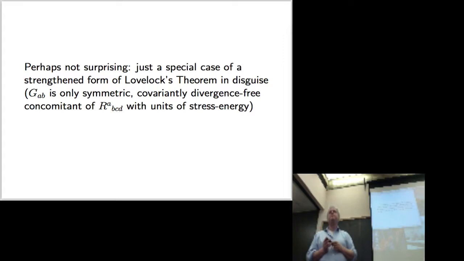Now, if one works through the details of Padmanabhan's arguments somewhat carefully, and really dwells on what exactly it is he's shown, in a sense, I think that his derivation, his result, shouldn't be terribly surprising. It turns out it's really just a special case of a strengthened form of Lovelock's theorem in disguise, that the Einstein tensor is the only symmetric, covariantly divergence-free concomitant of the Riemann tensor that has units of stress energy.